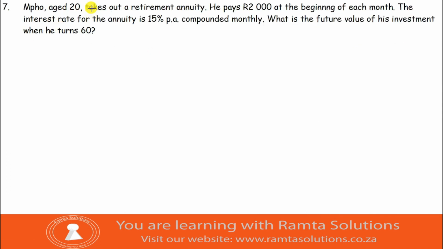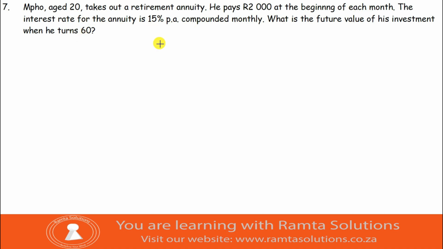So, Paul, aged 20, takes out a retirement annuity. He pays 2,000 rand at the beginning of each month. This is interesting. I like this one. At the beginning of each month, the interest rate of the annuity is 15% per annum, compounded monthly. What is the future value of his investment when he turns 60?